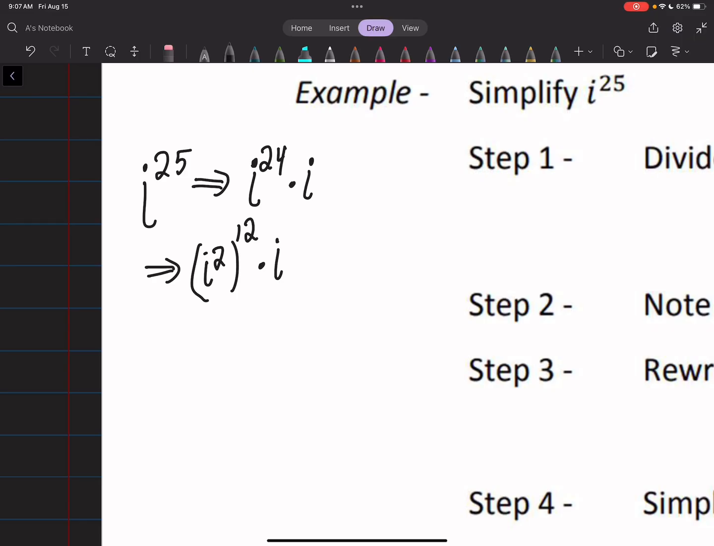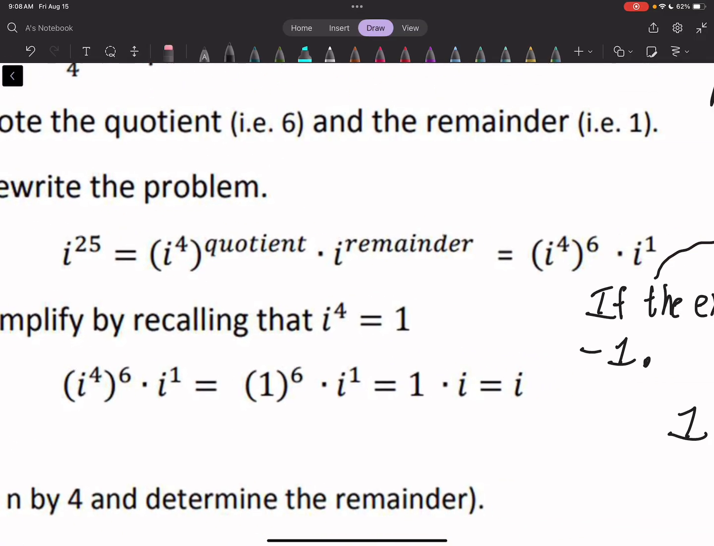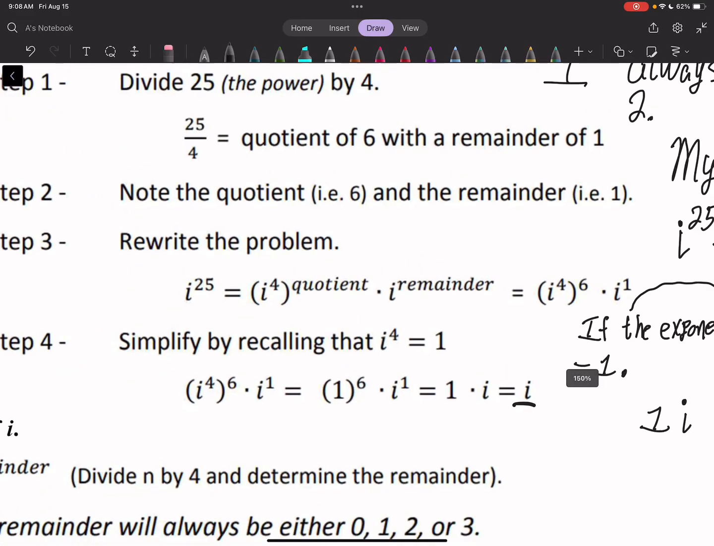Here's the reason why I like this. If your exponent here is even, that means i squared, negative 1, is going to come out as positive 1. If it is odd, then it'll be negative 1. So this one is going to be positive 1 times i. And I am finished. I just have i, and if you check their method, they just have i.